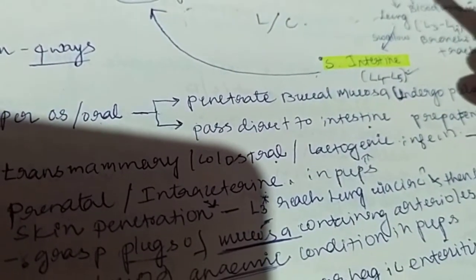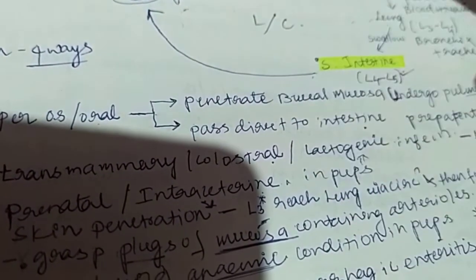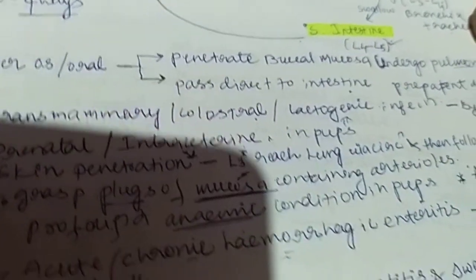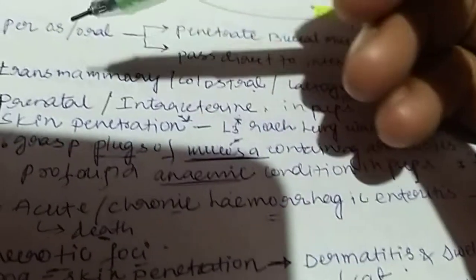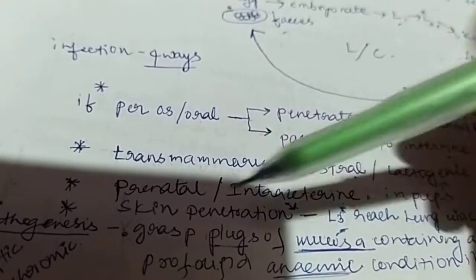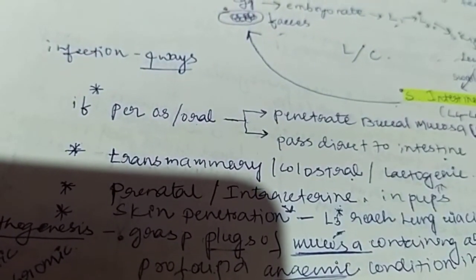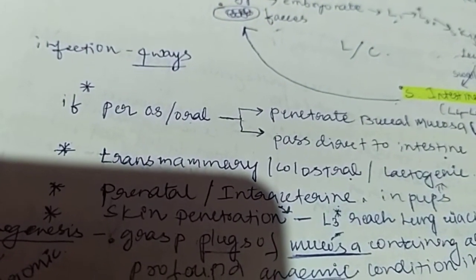In this video, let us try to remember the pathogenesis of Ankylostoma caninum and those 4 ways of infection and its life cycle. This is what seems important.